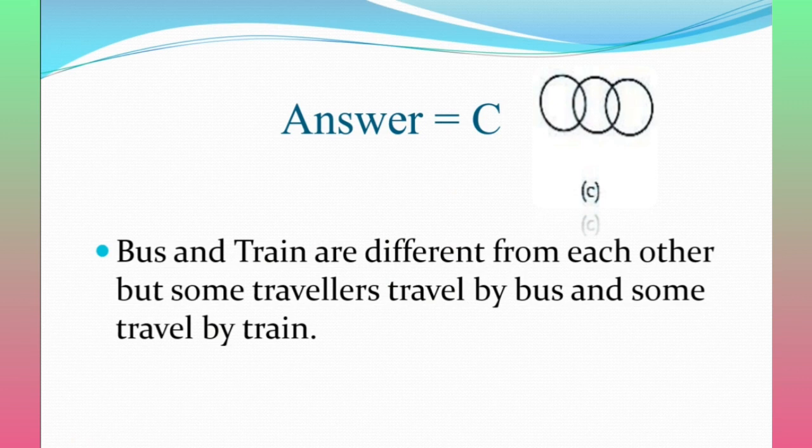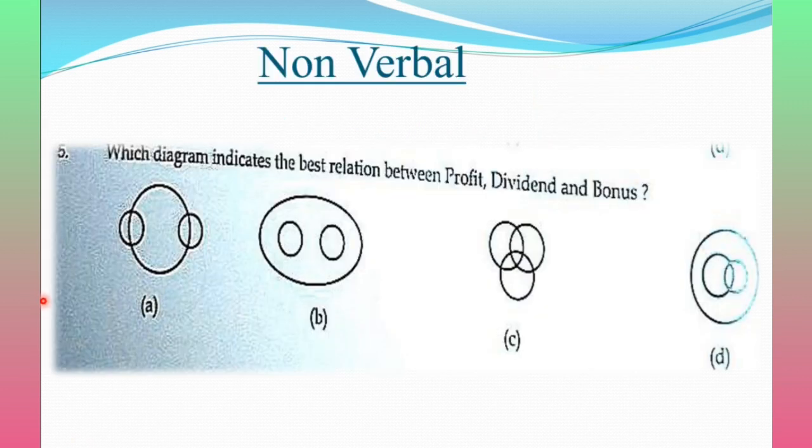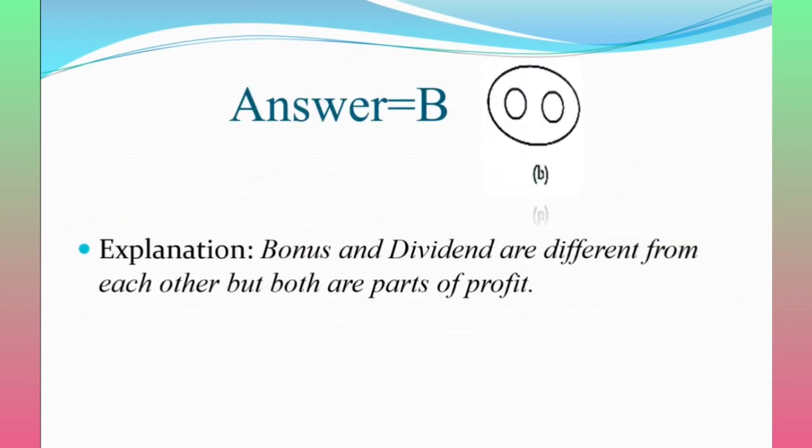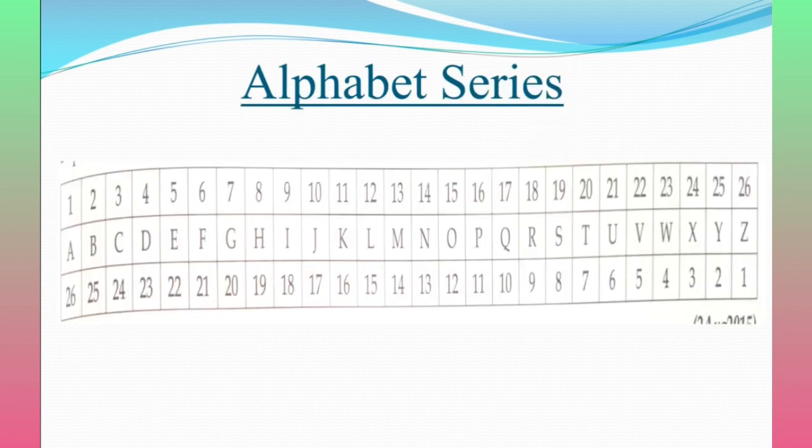So, next question we have: which diagram indicates the best relation between profit, dividends, and bonus? Here are the options for you. What do you know about profit, dividends, and bonus? If you know those three differences, then you will be able to answer. Okay, the answer is option B. Explanation: bonus and dividends are different from each other, but both are parts of profits.